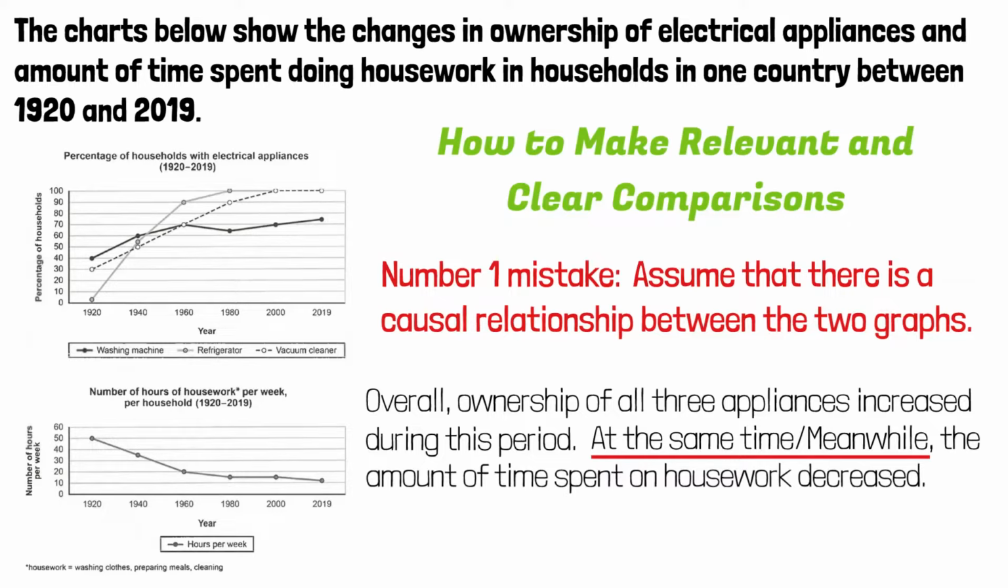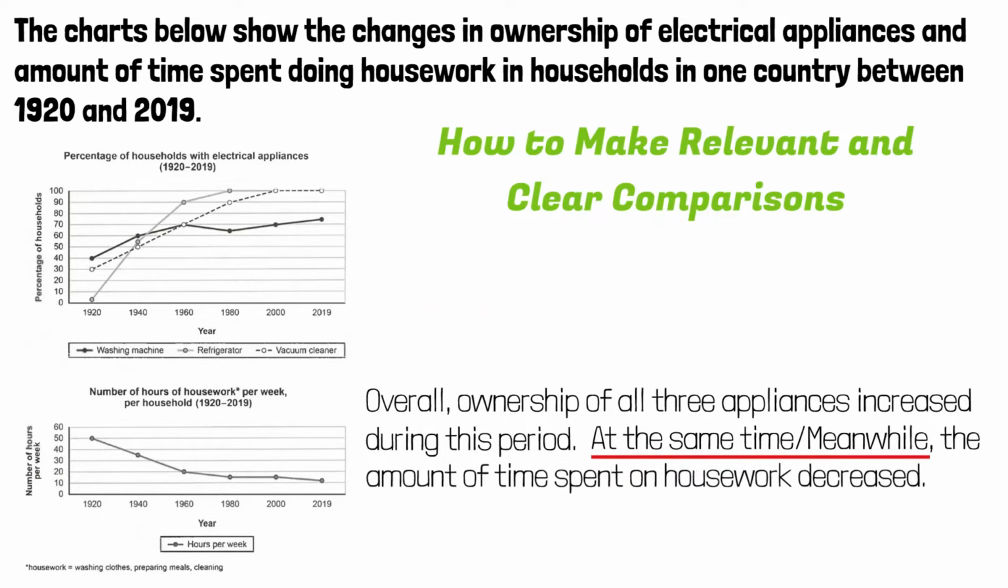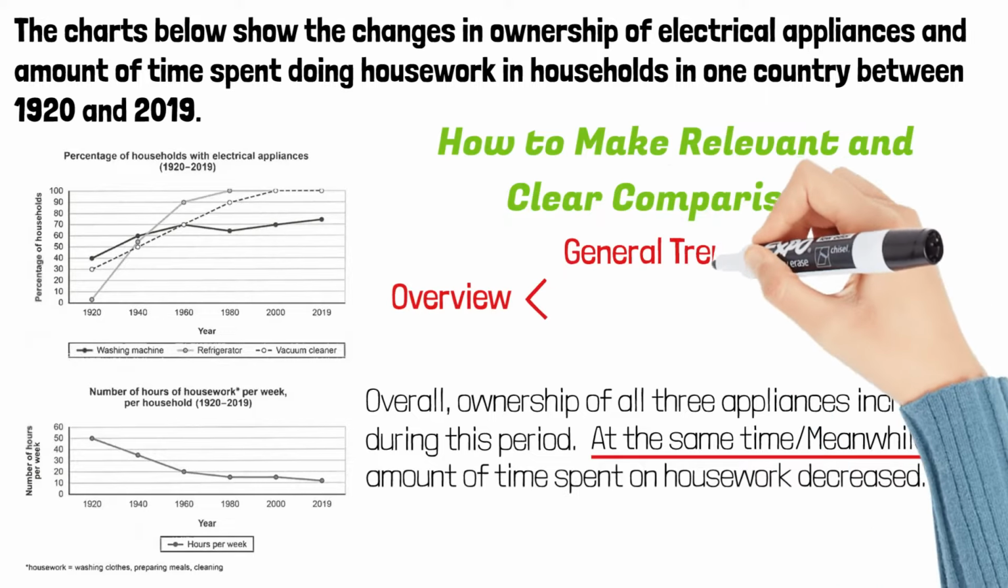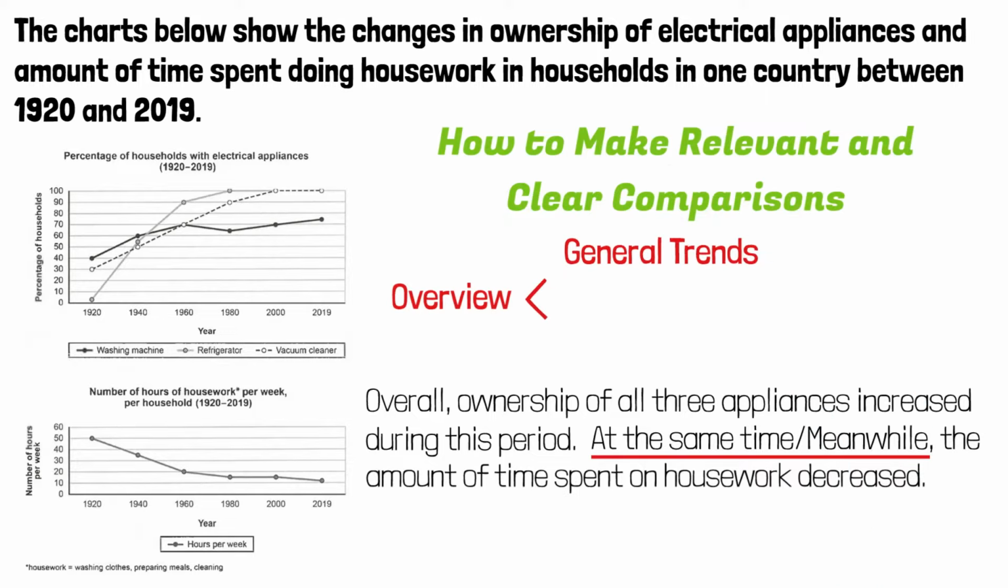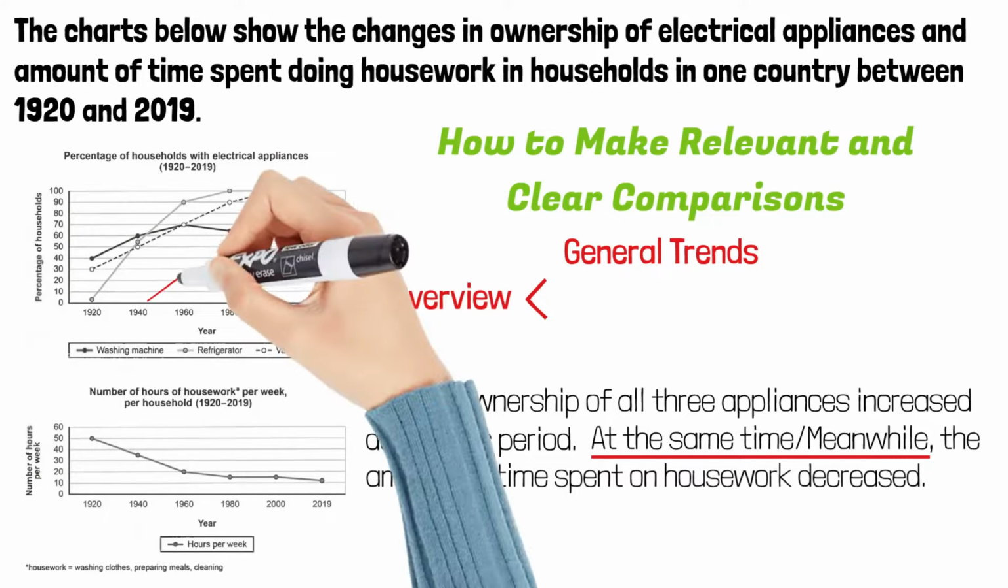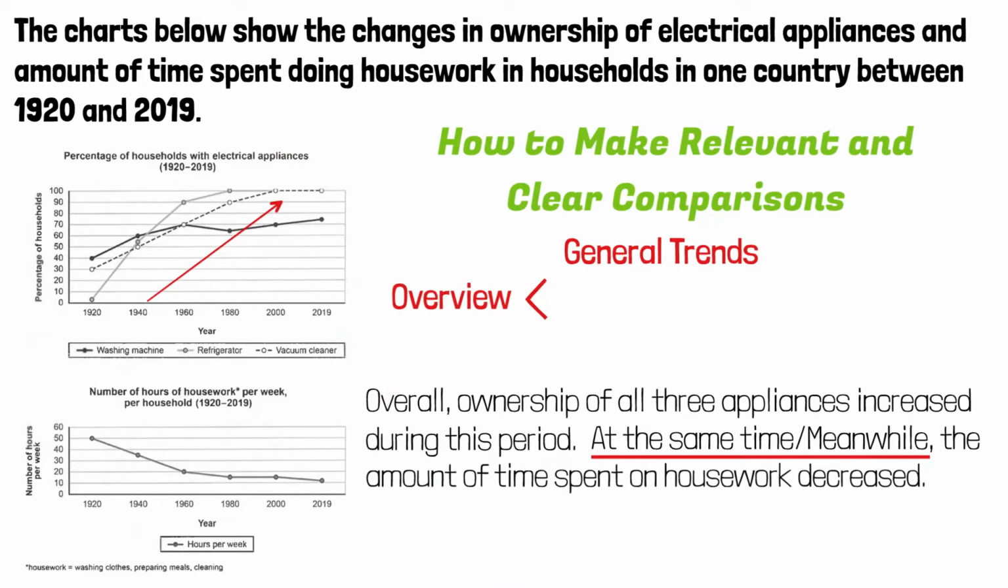I'm not done with the overview yet. Normally, for line graphs, we only need to describe general trends in the overview. We just need to say what increased and what decreased. But the trends in this graph are quite simple. They are all going up. In this case, I think it's better to add another key feature of the graph to the overview.